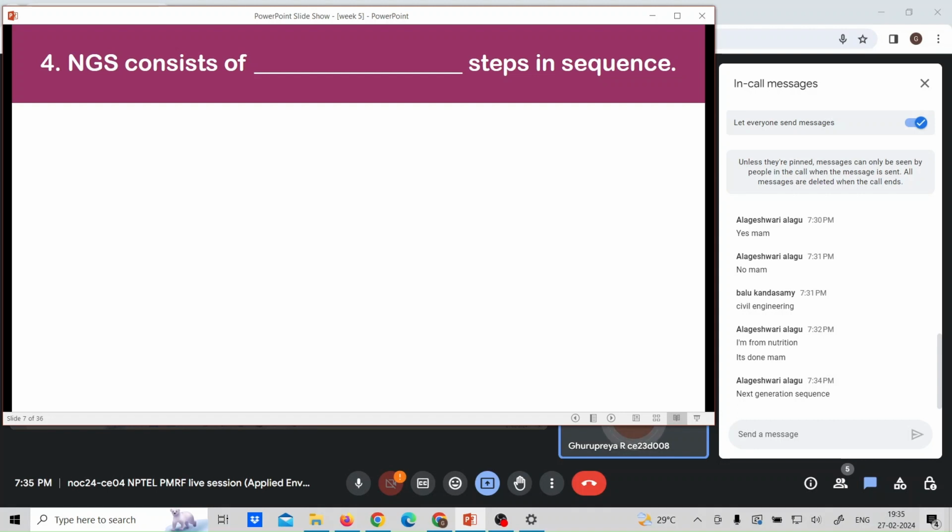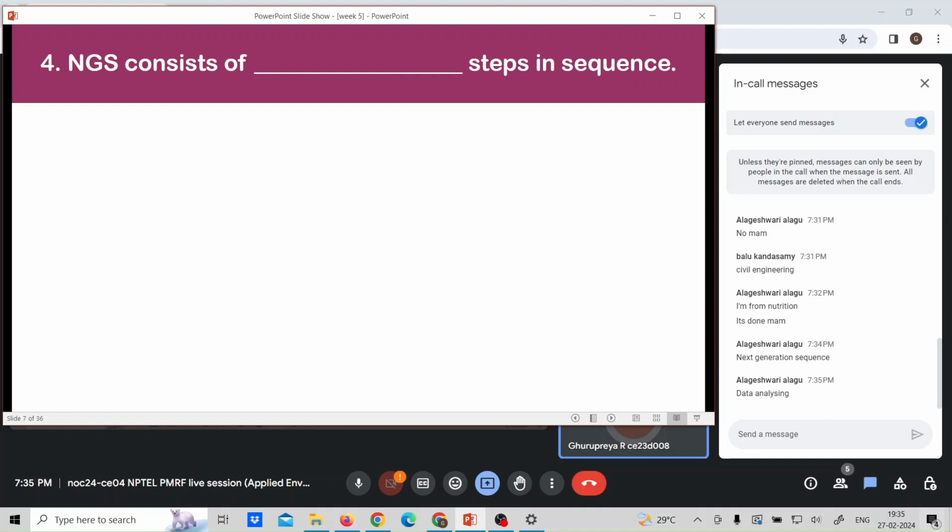Even when not in sequence, you can just tell if you remember any of the steps in NGS, basically next generation sequencing. Okay, that's completely fine. You're technically right. Data analysis is a step, but technically this would also be the last step.